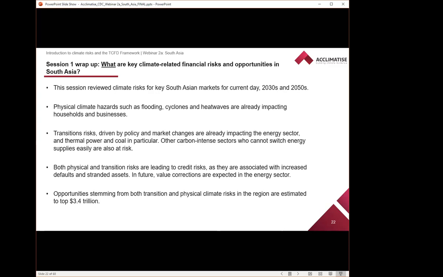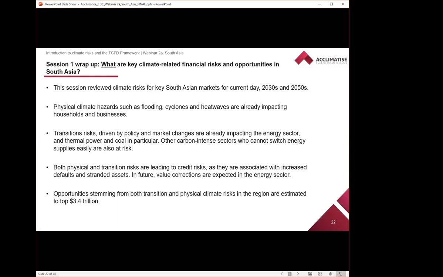There's growing evidence that we talked about of both physical and transition risks leading to credit risks and financial risks, as these climate risks are associated with increased defaults of your clients. In the future, we're expecting value corrections in the region, in particular in the energy sector and other sectors that are carbon intense. And finally, we touched on opportunities briefly that are stemming from both transition and physical risks in the region. And these are estimated to top $3.4 trillion of investment need off the back of countries' commitments via NDCs. So we know that investment in opportunities is one way that financial institutions can get ahead of the physical and transition risks in the region.